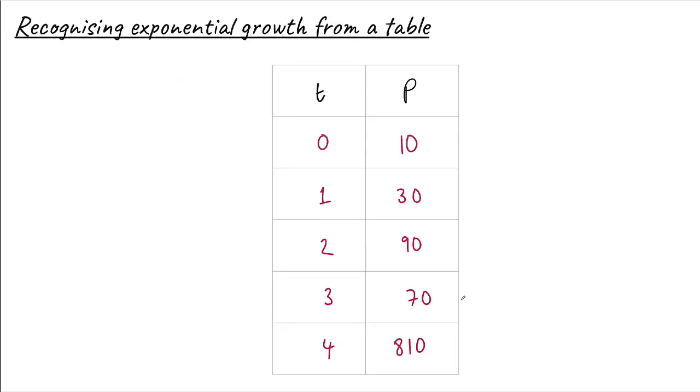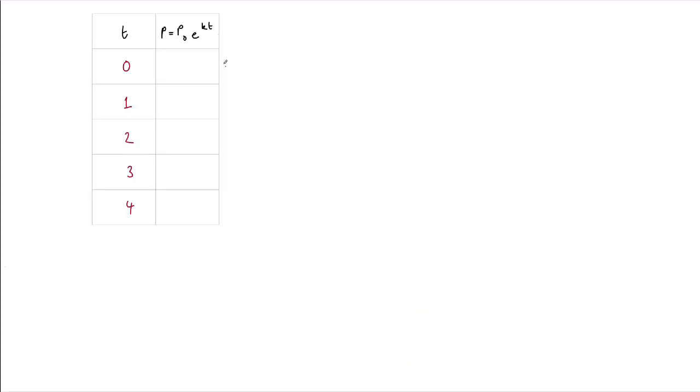How could we recognise exponential growth from a table of values like this? Let's see how the algebra might help us to answer this question. This is the exponential growth equation, and if I substitute in t equals 0 here, I get p equals p0, the initial value of p. If I substitute in t equals 1, I get p0 e to the k, and you can see that I've simply multiplied by e to the k.